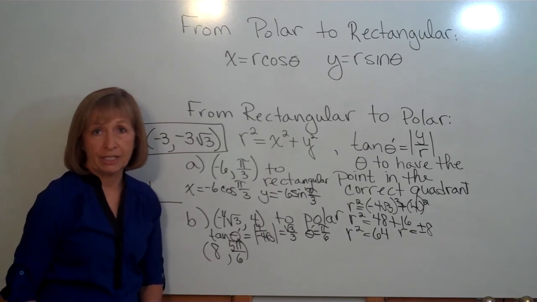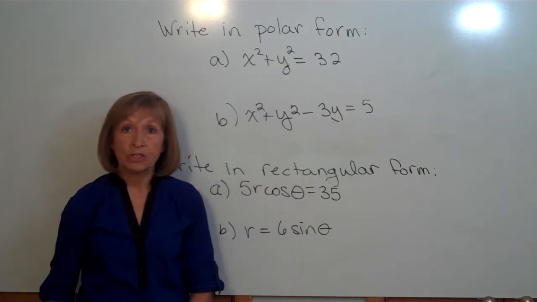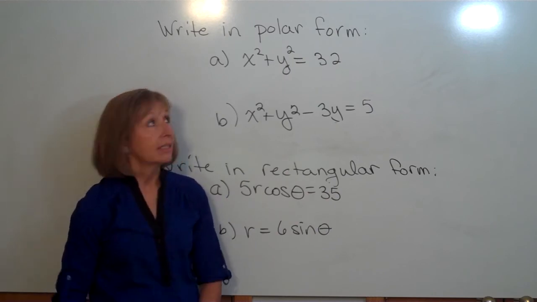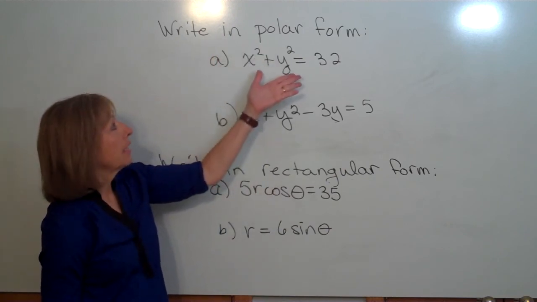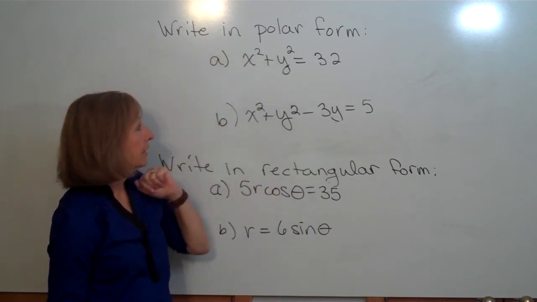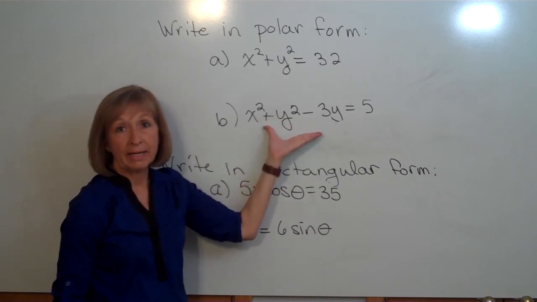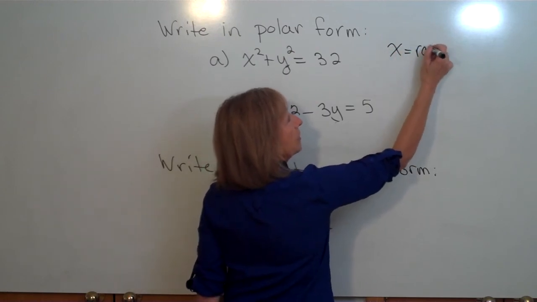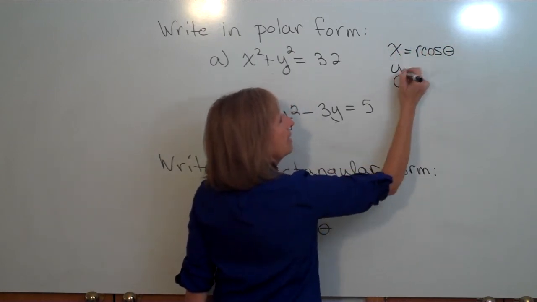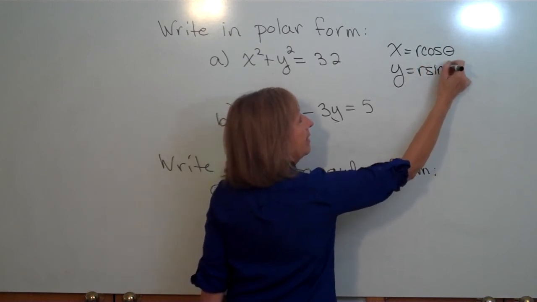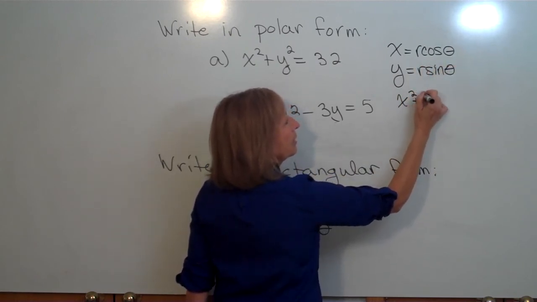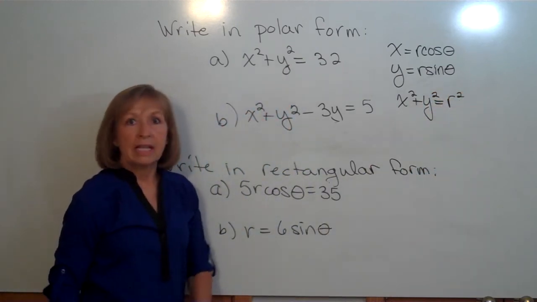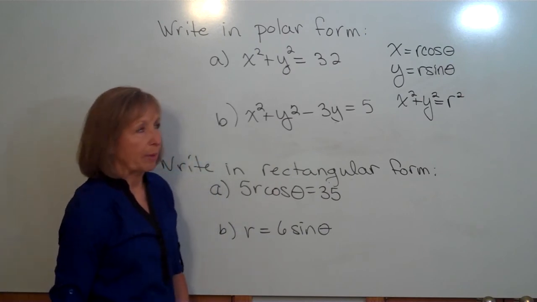Next up, we're going to change equations. Let's look at changing some equations between the polar coordinate system and the rectangular coordinate system and vice versa. So here we want to write in polar form x squared plus y squared equals 32, and then x squared plus y squared minus 3y equals 5. Well, remember for each of these we have that x is equal to r cosine theta, y is equal to r sine theta, and x squared plus y squared is equal to r squared. So I have those that I want to keep in mind whenever I'm doing these transformations.